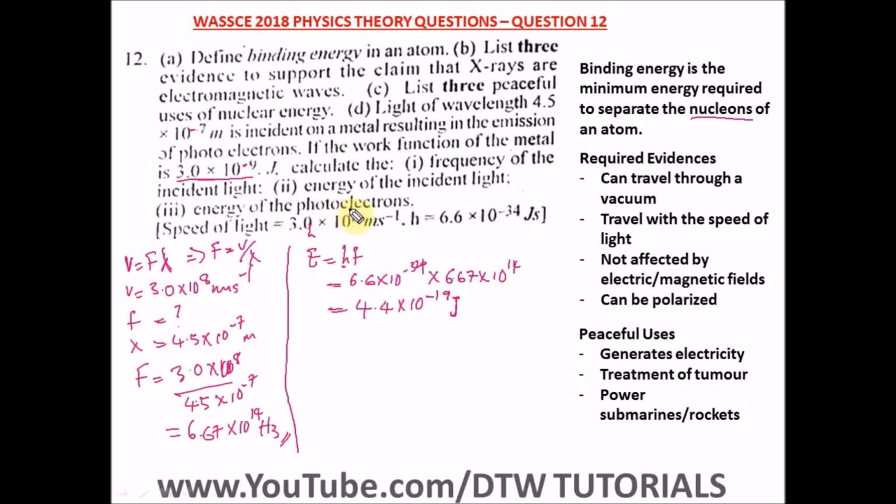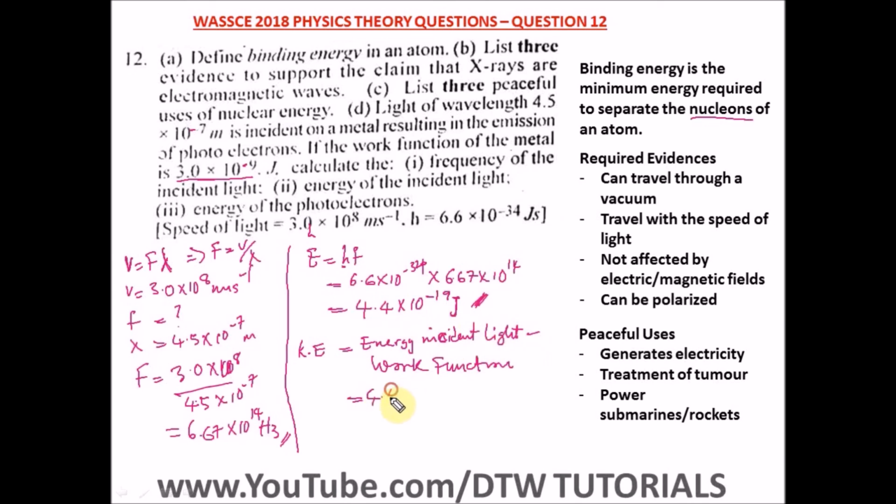Alright, so here III says the energy of the photoelectrons. Okay, the energy of the photoelectron, which is the kinetic energy, is equal to the energy of the incident light minus the work function. Okay, so we're looking for the energy of the photoelectrons, which is the energy of the incident light, which we've gotten as this, minus the work function, which has the work function as a result of the emission of photoelectrons. So the energy of the photoelectrons is definitely the energy of the incident light minus the work function.